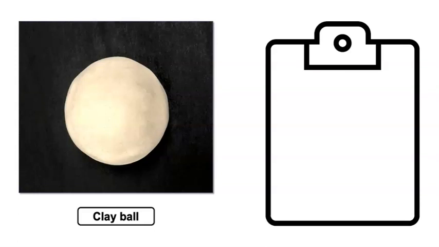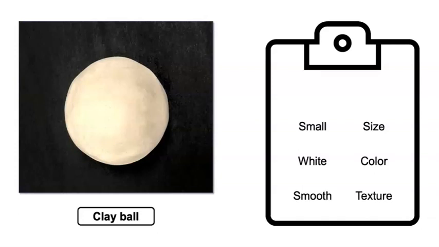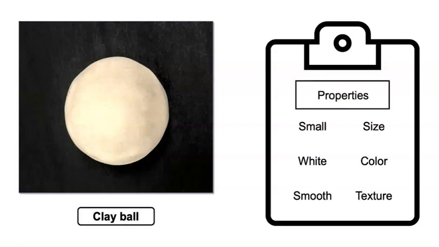Did you say the clay ball is small? If you did, you described the ball's size. Maybe you said the ball is white or smooth. White describes the ball's color, and smooth describes the ball's texture. Hey, do you notice that when we describe the ball, we are describing its properties?